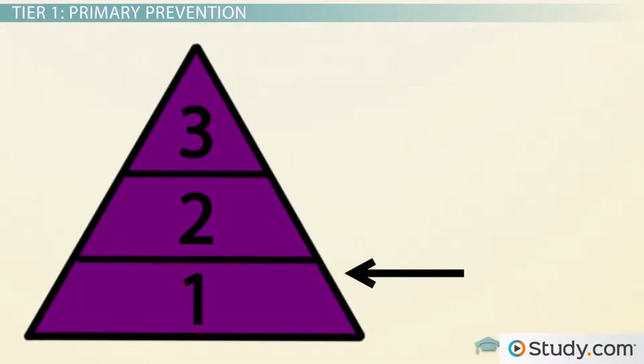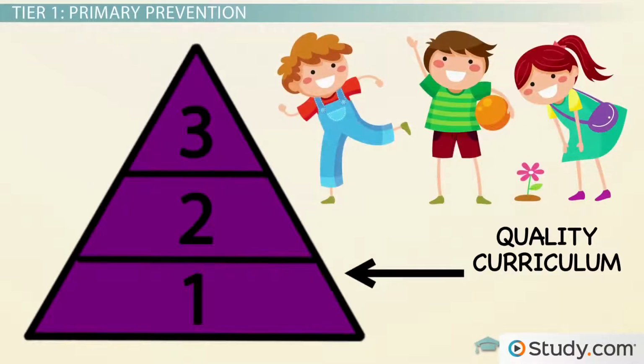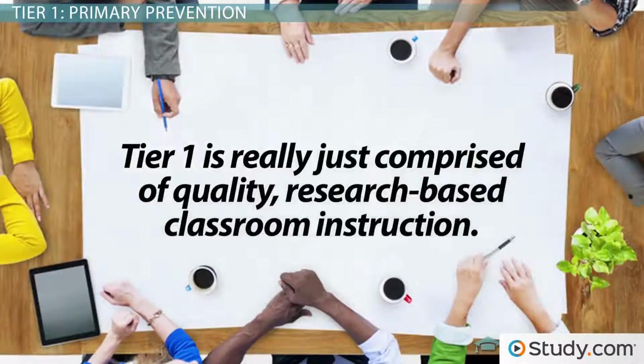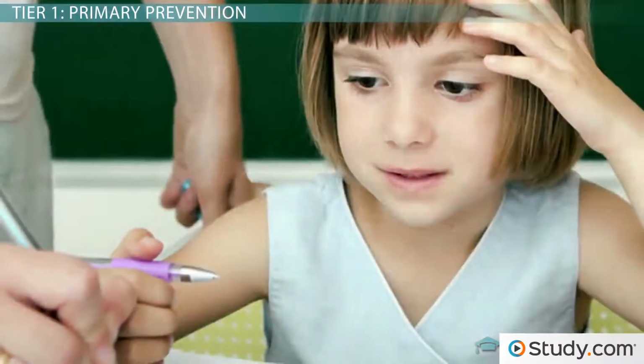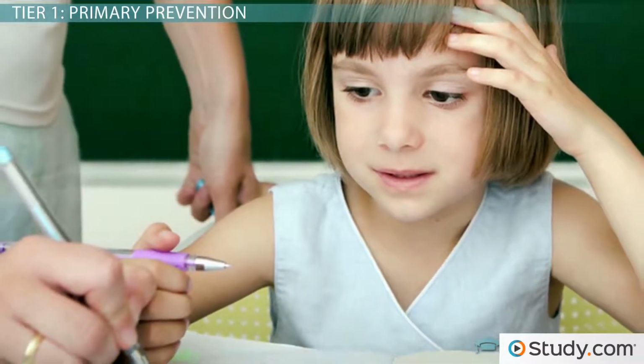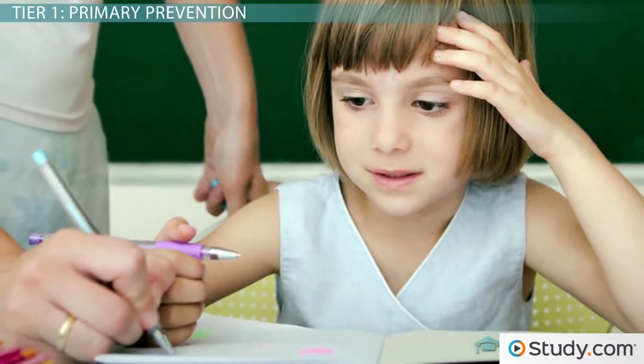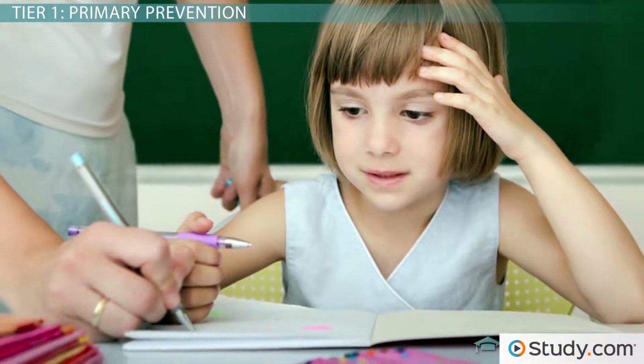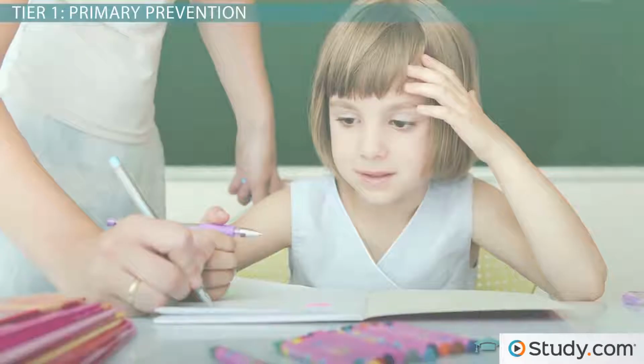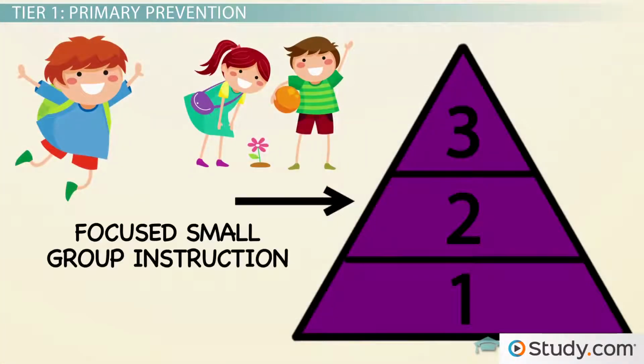In RTI, Tier 1 is considered the base level. This is where the vast majority of all students will remain. While percentages vary from school to school, typically about 80% of students would have all of their educational needs met within Tier 1. Tier 1 is really just comprised of quality, research-based classroom instruction. Good teaching of a quality curriculum is the heart and soul of Tier 1. However, not all students respond adequately to this instruction. When this happens, these students are placed in Tier 2 of RTI.